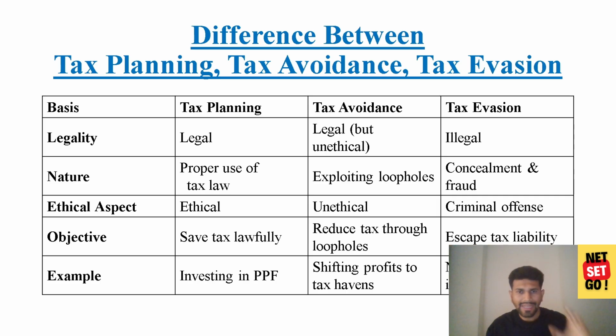Next, ethical aspect. Tax planning is ethical, tax avoidance is unethical, and tax evasion is more than unethical, that is a criminal offense. Objective: tax planning is done to save tax lawfully. Tax avoidance is done to reduce tax with some loopholes, and tax evasion is done to escape from tax liability. What are the examples? Tax planning can be done by investing in provident fund. Tax avoidance is done by shifting the profit to tax haven countries such as Mauritius, and tax evasion means not disclosing income at all. So these are the differences between tax evasion, tax planning, and tax avoidance.